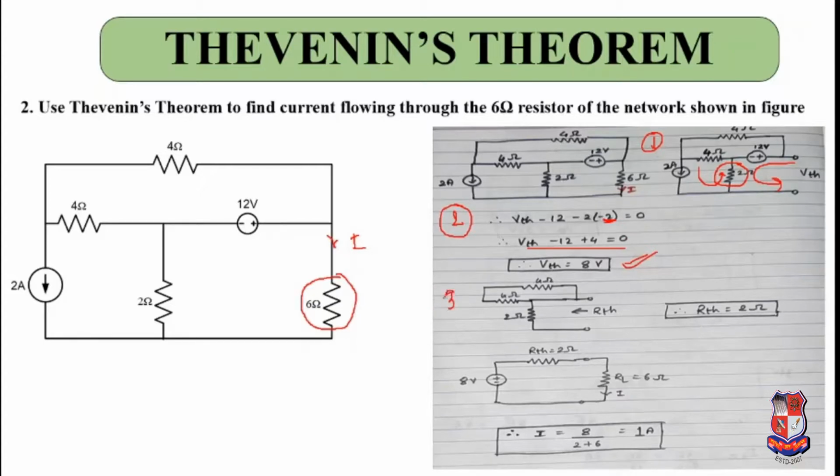The third step is you need to find RTH. So to find RTH, what is done? You have to open circuit the current source and short circuit the voltage source. If you do this, you are able to get this circuit, and the RTH of this will be equal to 2 ohms.